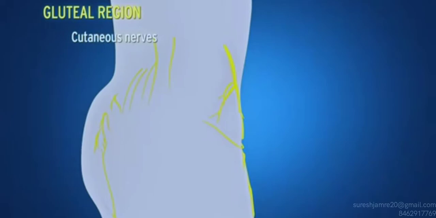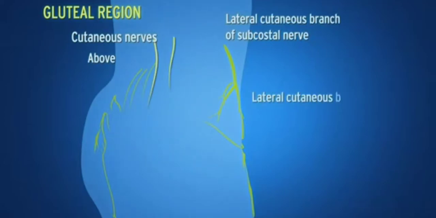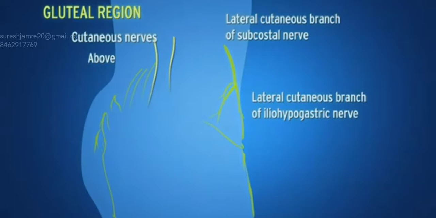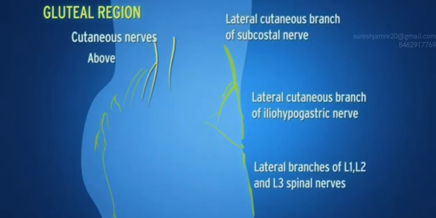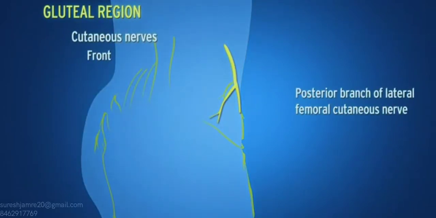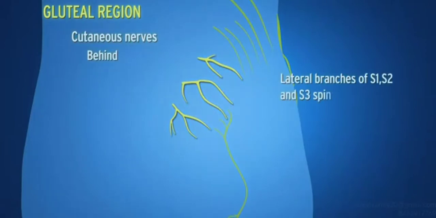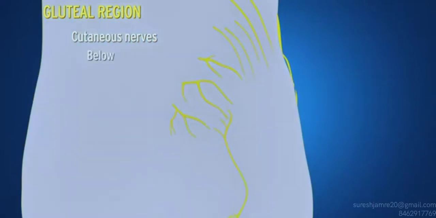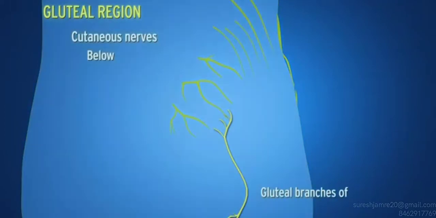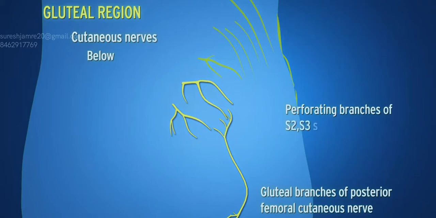Cutaneous nerves: from above, lateral cutaneous branch of subcostal nerve, lateral cutaneous branch of iliohypogastric nerve, lateral branches of L1, L2 and L3 spinal nerves. From front, posterior branch of lateral femoral cutaneous nerve. From behind, lateral branches of S1, S2 and S3 spinal nerves. From below, gluteal branches of posterior femoral cutaneous nerve, perforating branches of S2, S3 spinal nerves.